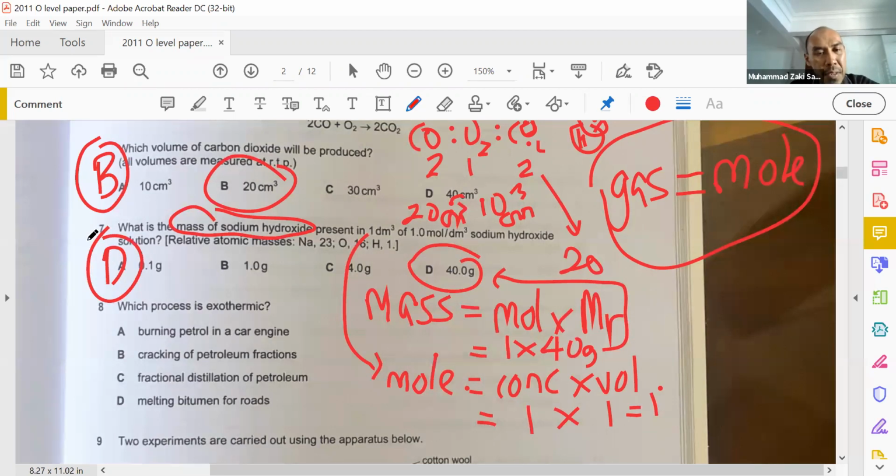Next question. Which process is exothermic? Exothermic means heat is produced. I haven't taught you this, but you can Google it up. This one produces heat. Of course, when you burn petrol in a car engine, it should be producing heat. Anyway, just take note of that.